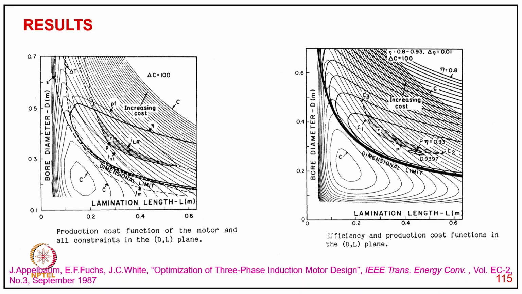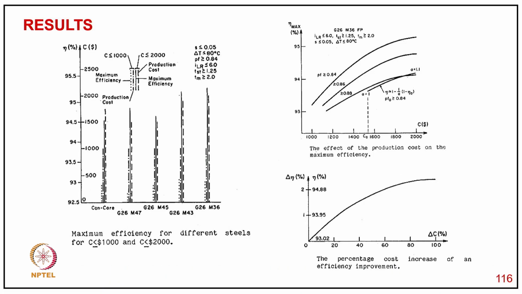So here is the production cost, how the boundary comes finally. The second is the case with the efficiency and production cost function in the DL plane, like stack length and diameter functions, typically with the sensitivity analysis. And these are the typical sensitivity analyses for different materials, how the maximum efficiency can be achieved, as well as the cost with the different kinds of material.